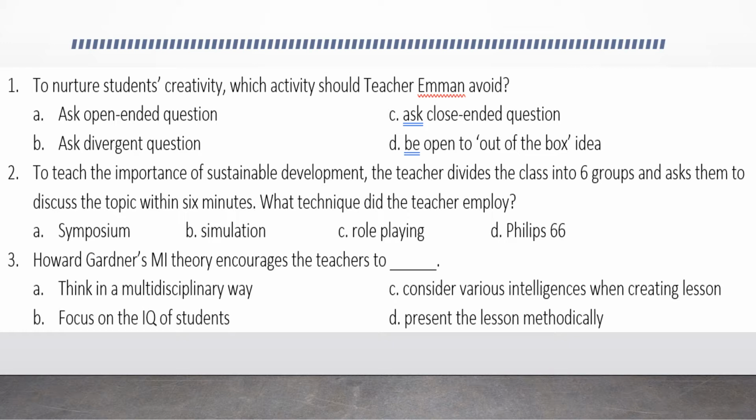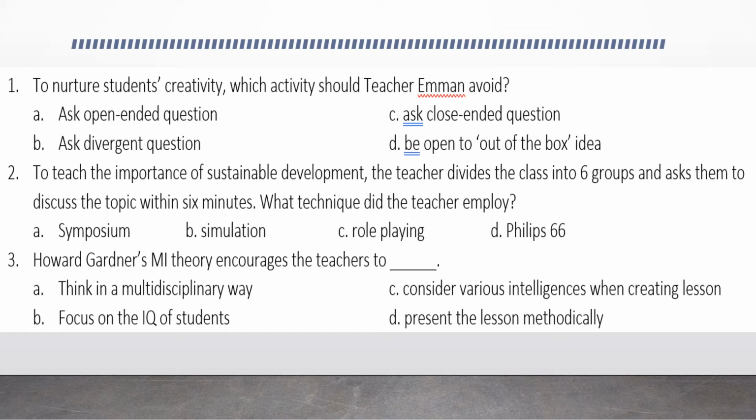Take note, when you ask open questions, these questions will provoke our learners to think creatively and critically. So therefore, A, B, and D would nurture their creativity. And since the question is asking for what is to be avoided, the correct answer is letter C. Ask closed-ended question. Because closed-ended questions do not encourage students to create.